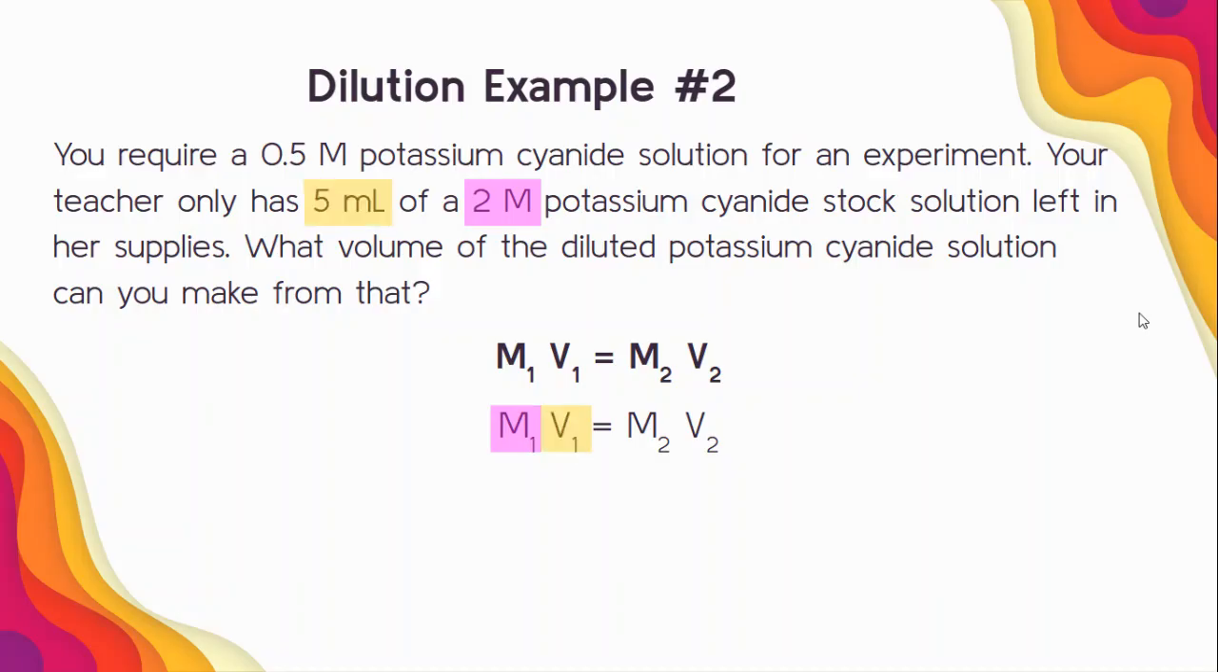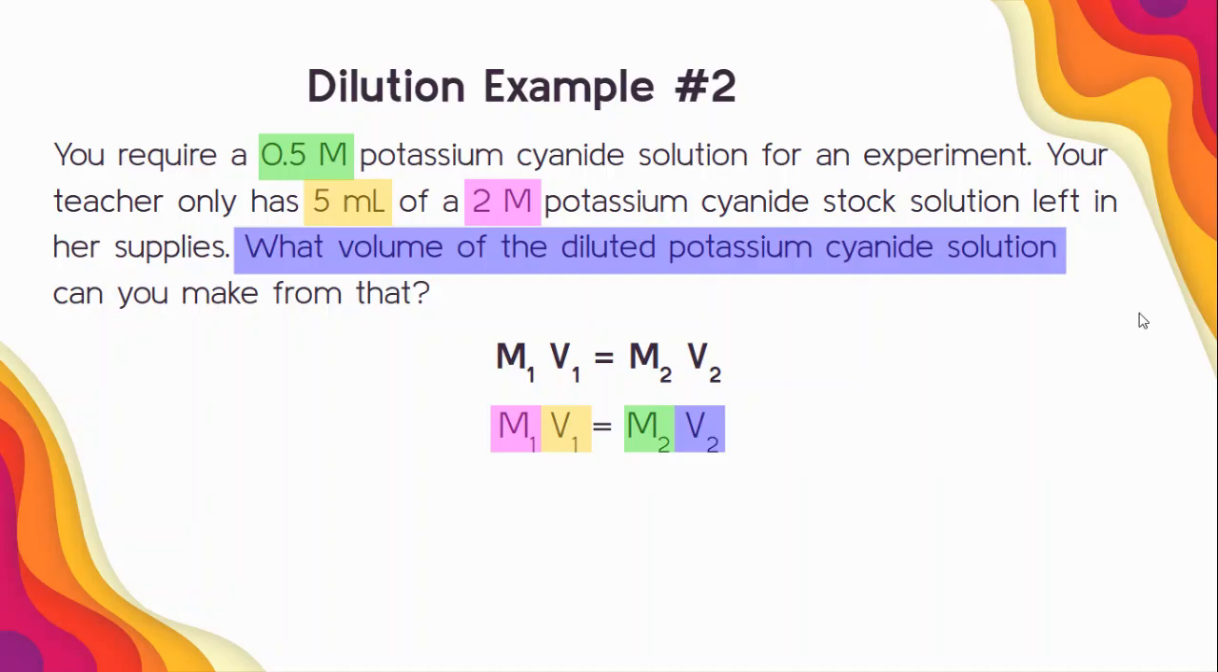V1 is the volume that I have of that stock solution, which in this case is 5 milliliters. M2 is the molarity of my desired solution, which is 0.5. And I'm solving for V2. I want to know how much of that 0.5 molar potassium cyanide solution I could make based on how much of my stock I have.